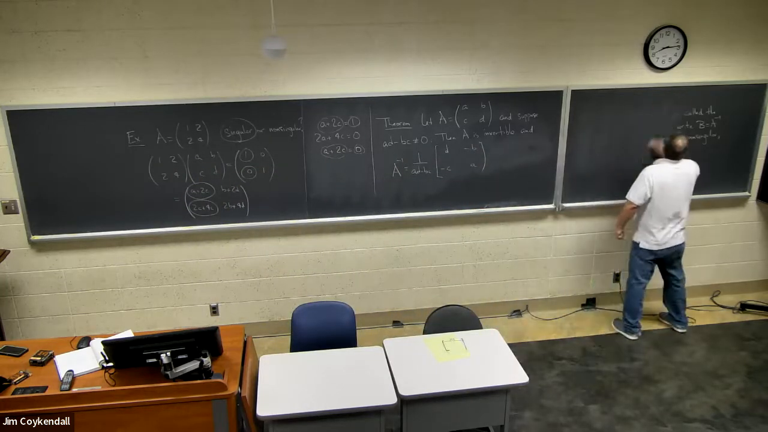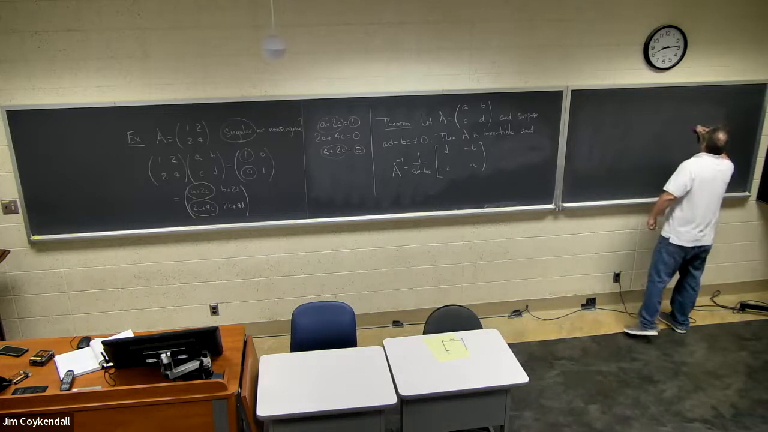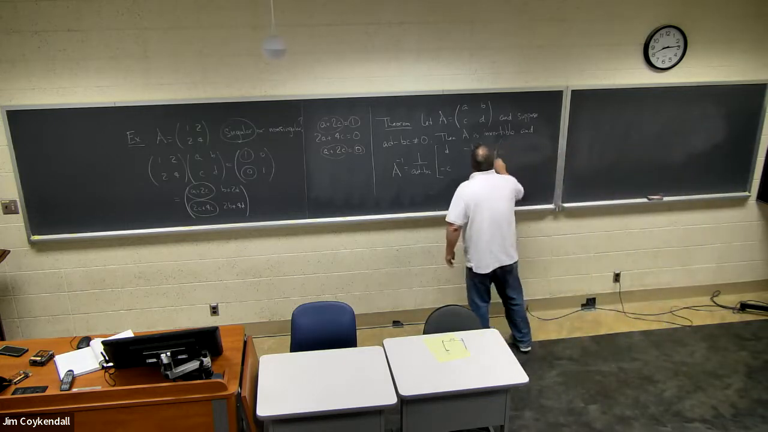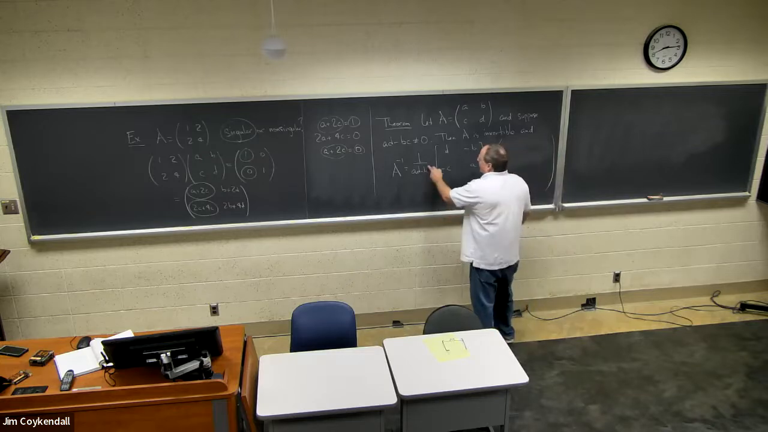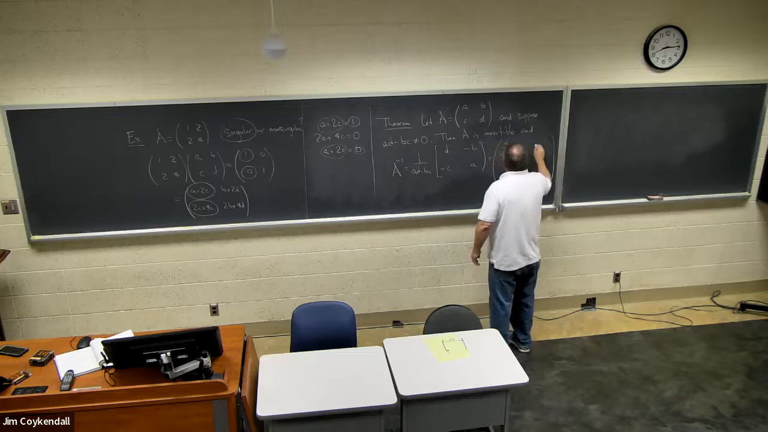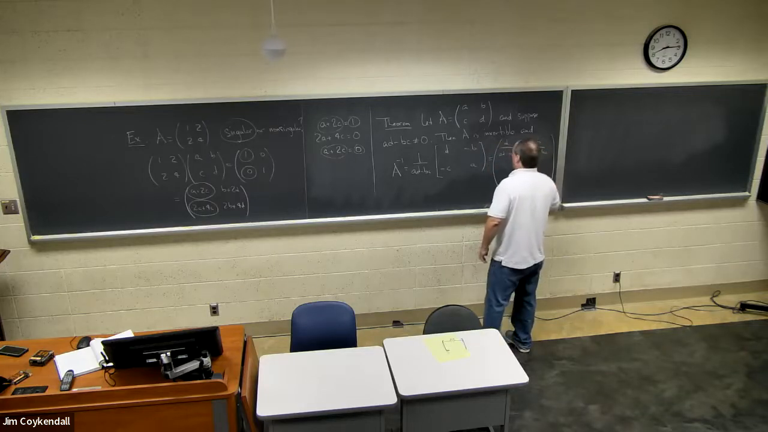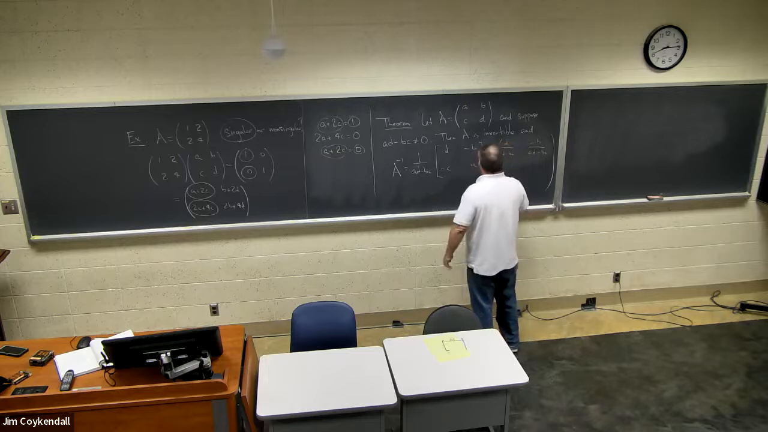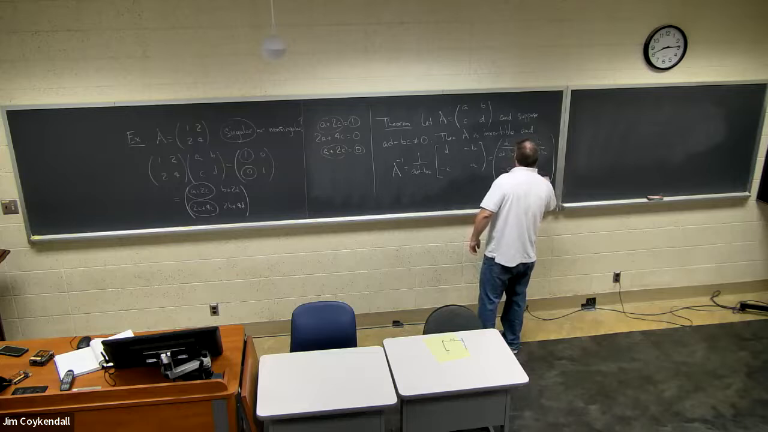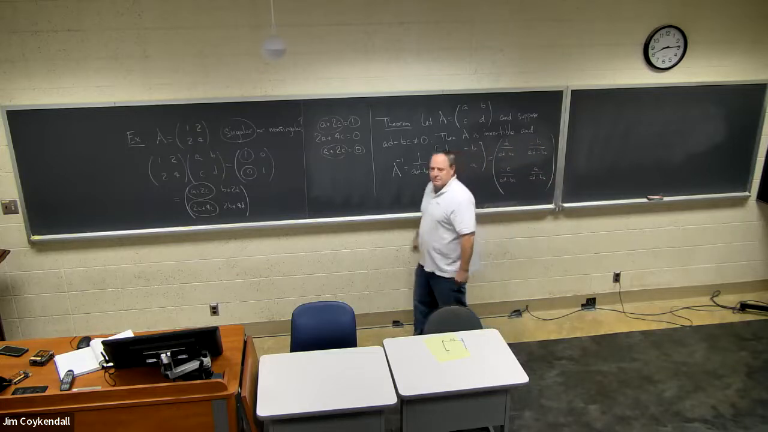Let's check if this works. So by the way, if you like, another way to write this matrix is this way. Remember, this is just a number times a matrix. So this is D over AD minus BC, minus B over AD minus BC, minus C over AD minus BC, and A over AD minus BC.